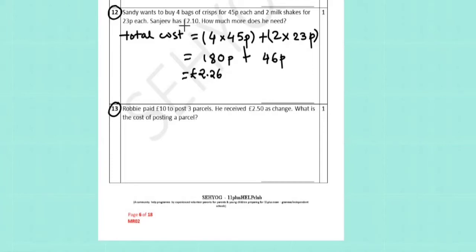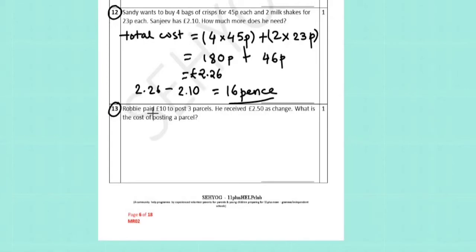So he already has 2.10 pounds. How much more does he need? So we will subtract the money he already has and we get 0.16 pounds or 16 pence as answer.